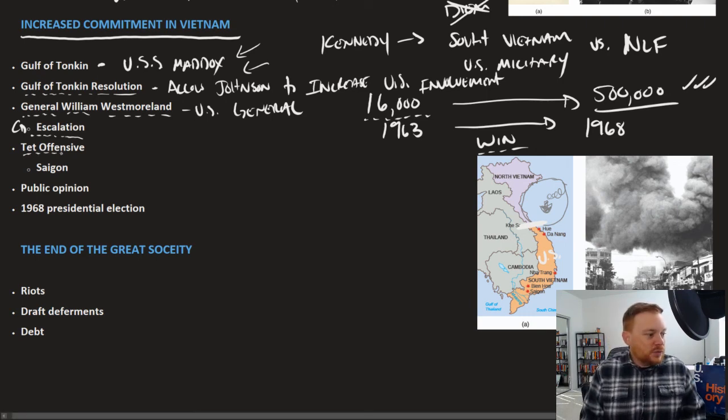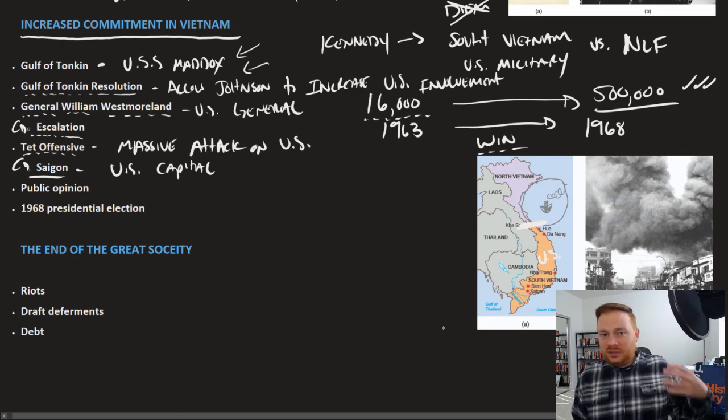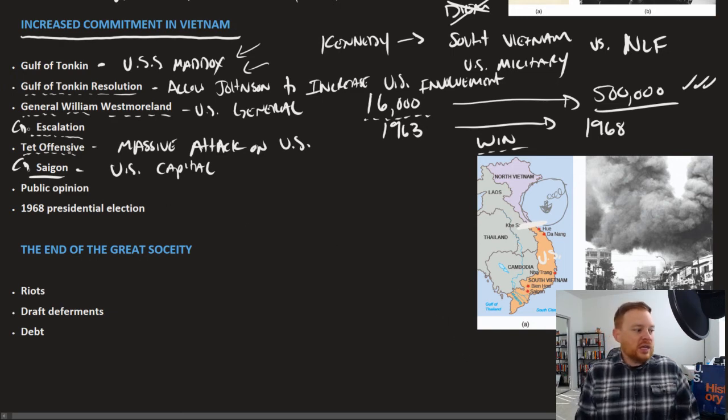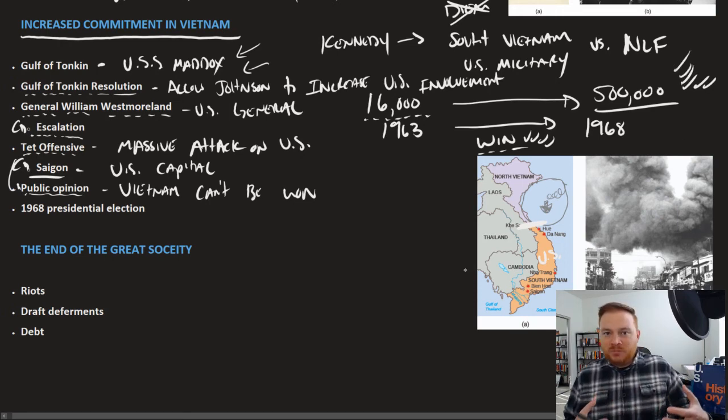The Tet Offensive was a massive attack on the U.S., including the U.S. capital in Vietnam, which was Saigon. We'll just call it the U.S. capital. It was where the embassy was. And this was finally the tipping point in which most Americans came to realize after the Tet Offensive that Vietnam can't be won. That if the U.S. had been winning for 5 years, if it had 500,000 soldiers there, well, at this point, it's kind of time to pack your bags and leave.